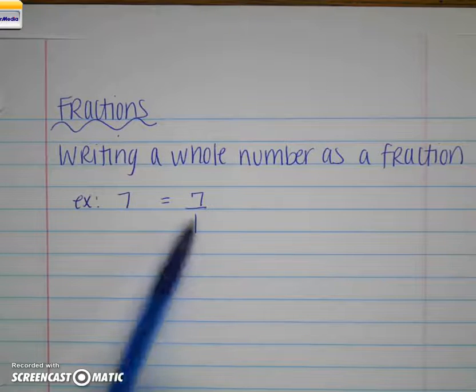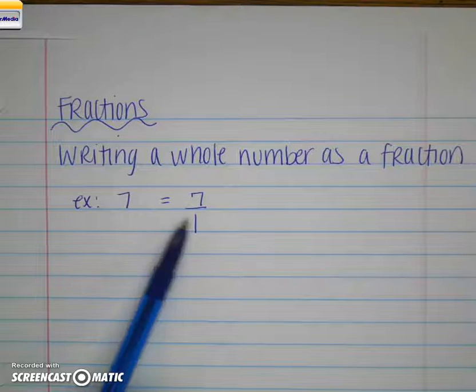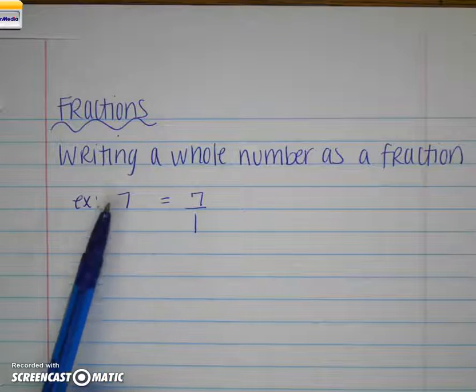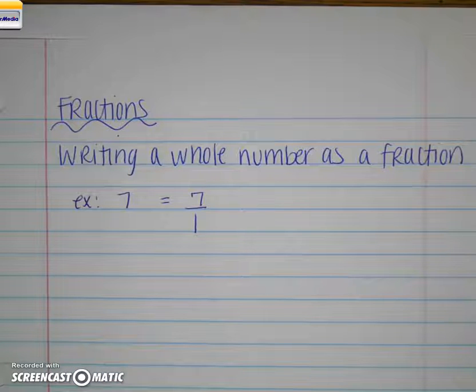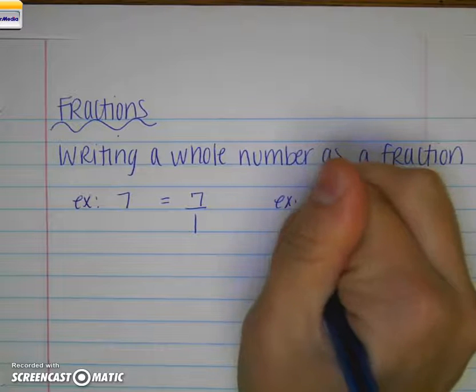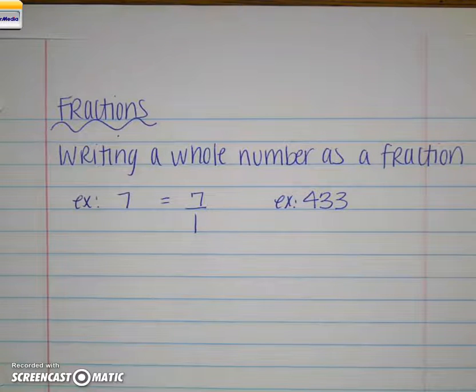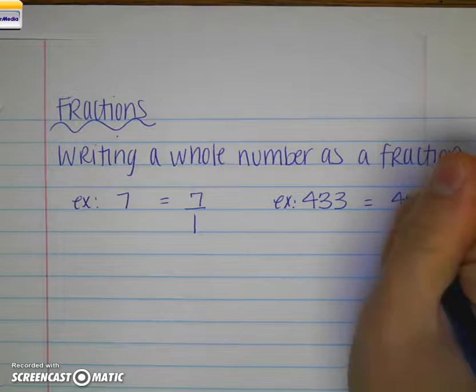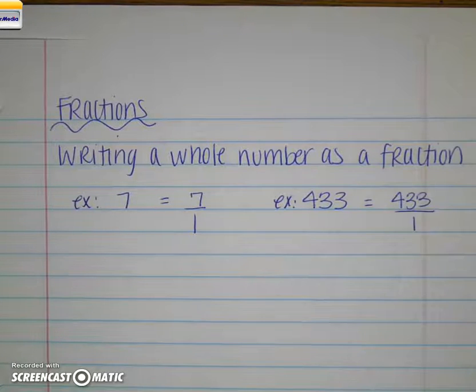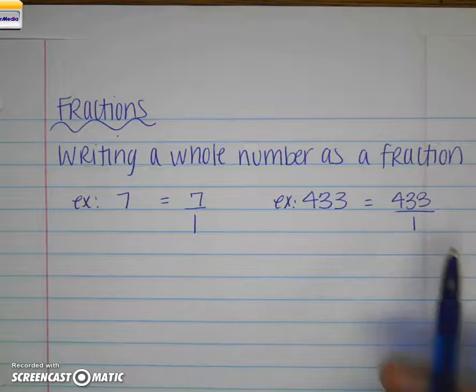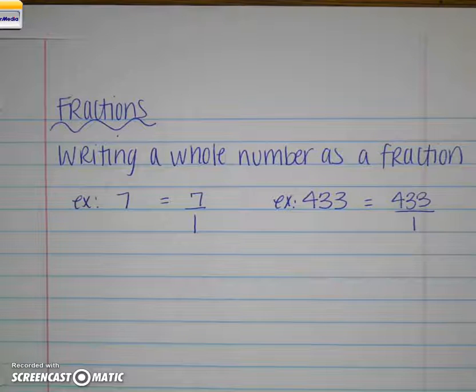The idea is if you divide it, because remember a fraction is just a division problem, if you divide 1 into 7, you get 7. So we're not changing the value of the number at all, we're just changing the way that the number looks. For example, let's say you have 433. We could write the number 433 as a fraction by taking the number 433 in the numerator spot and 1 in the denominator spot. And again, we didn't change the value of the fraction because if I divide 1 into 433, I get 433. Okay, so I'm not changing the value and keeping it the same. I'm just changing the way it looks.